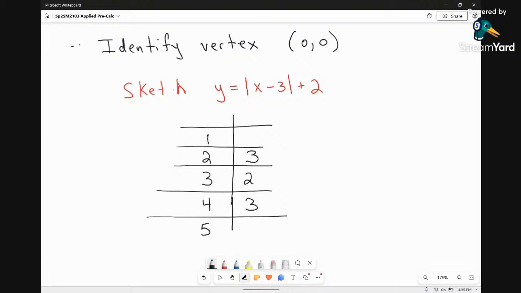Sweet. Sub in 1, take away 3, is -2. Hit it with its absolute value, becomes +2. Add 2 more, becomes 4. We know our work is 100% right if we get the same number again: 5 minus 3 is 2, its absolute value is 2, add 2 more is 4.